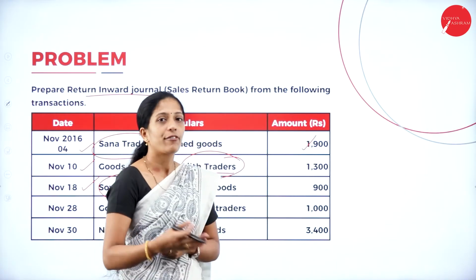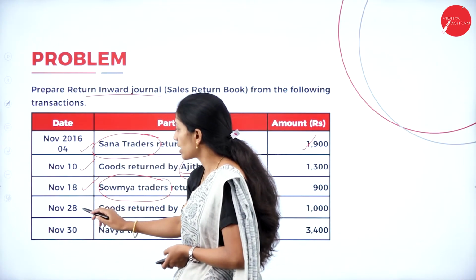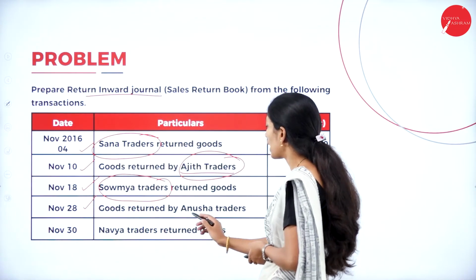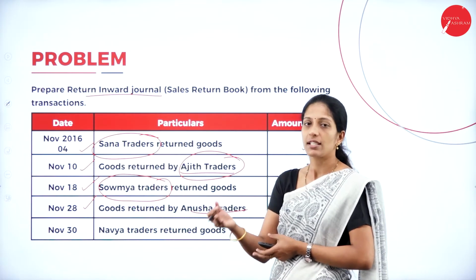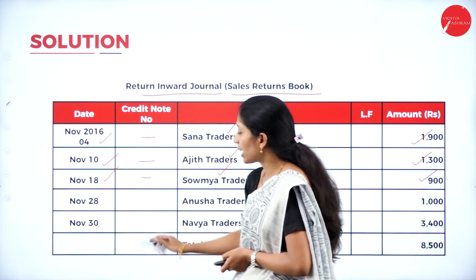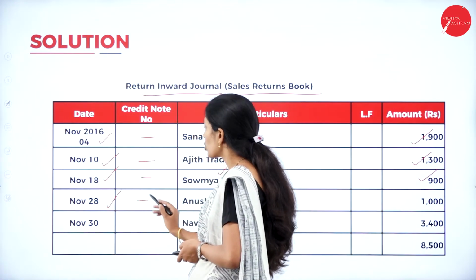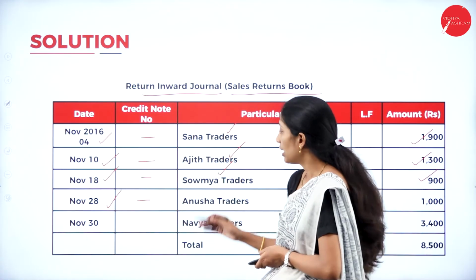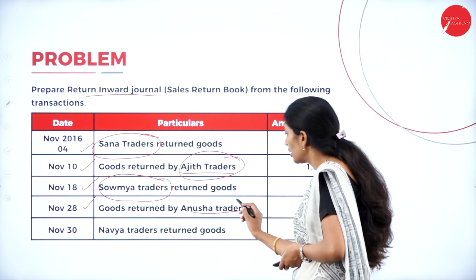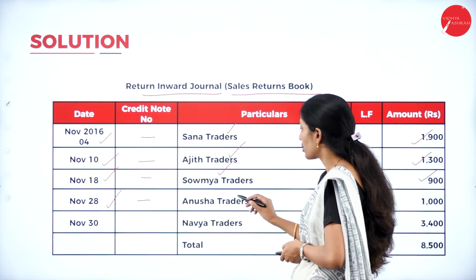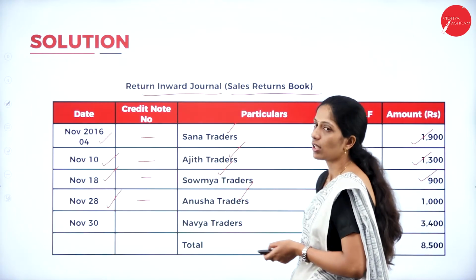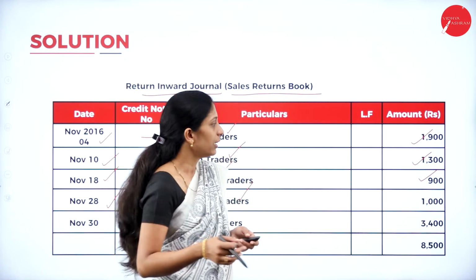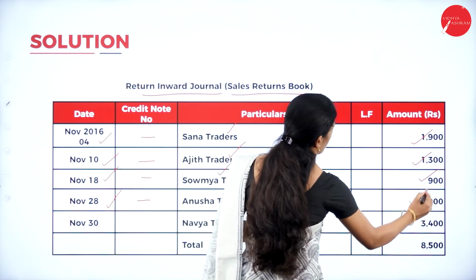Next, after that, the next is November 28th, goods returned by Anusha Traders. So it is also a credit transaction and it is a sales return. So write the date, November 28th. There is no credit note number, and the name of the customer is Anusha Traders. So write that, and what is the amount? The amount is 1,000. So write 1,000 in the amount column.